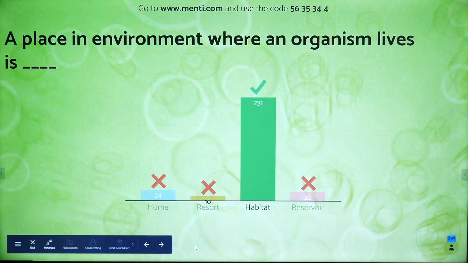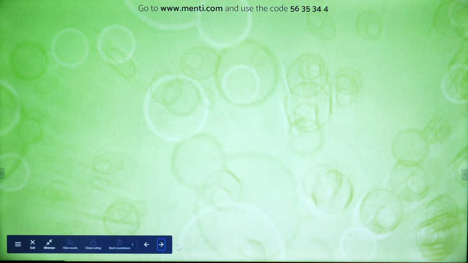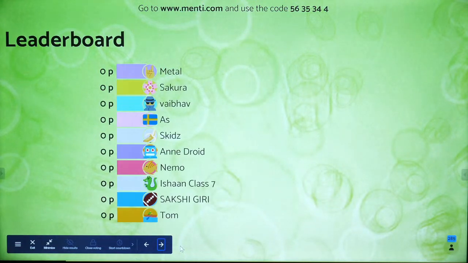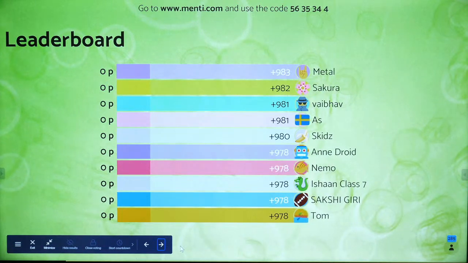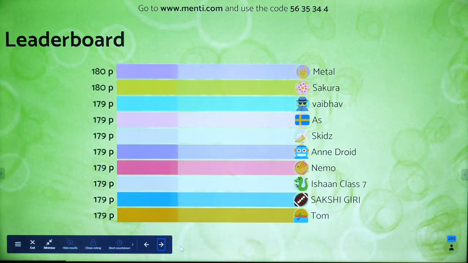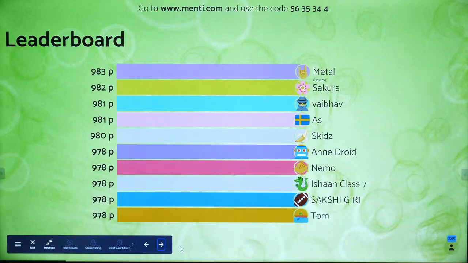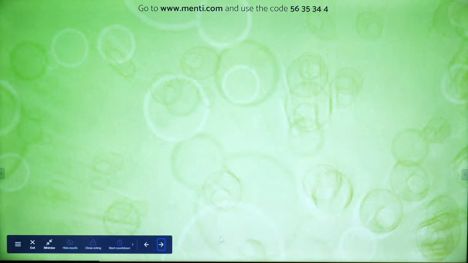God bless you. So guys, very good, more than 230 of you are correct. It is called a habitat. And with that we have the leaderboard, where we have Metal, Sakura, Vaibhav, Az, Skids, Android, Nemo, Ishan, Sakshi and Tom. Metal is the fastest and there is a tie between Vaibhav and AS. There is a tie between An, Nemo, Ishan, Sakshi and Tom. Quite a tie, apple pie. 3, 2, 1. Next question on your screen now.